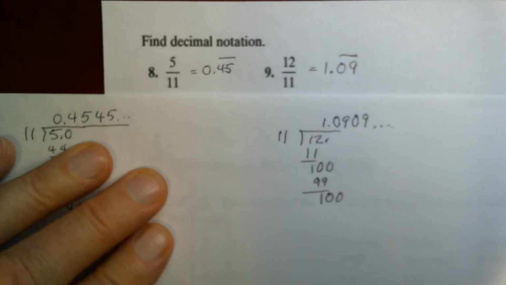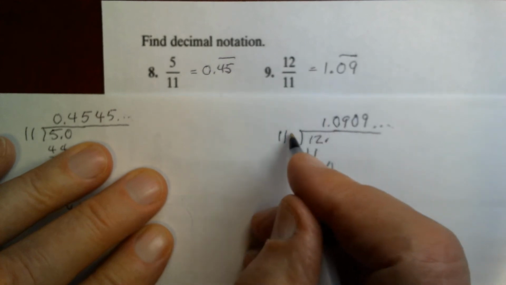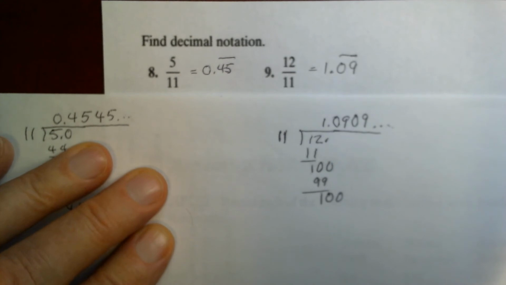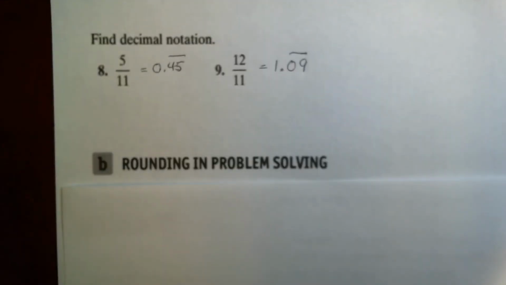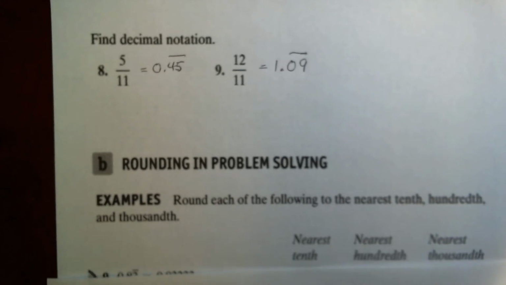So this may be new notation for you, but it's an important one. It's important to understand what it means when you see it. And it's important that you can express this yourself, similar to what I showed you here, how to compute these decimal fractions, decimal notation. Next, we'll investigate rounding and problem solving, and here are some examples to round each of the following to the nearest tenths, 100ths, and thousandths.